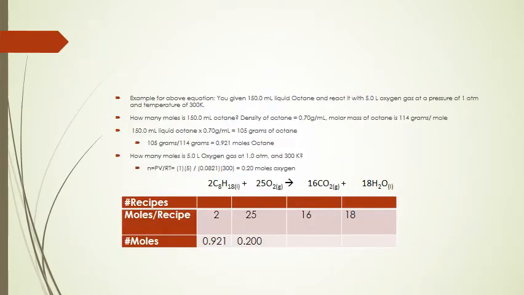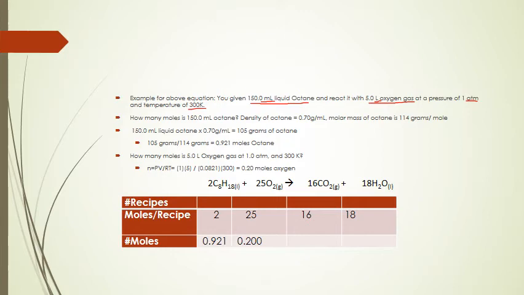Okay, so let's go back to the equation we just had up, the combustion of octane. Let's say we have 150 mL of octane, and we react it with 5 liters of oxygen at pressure 1 atmosphere, 300 K. First thing we have to do is figure out how many moles. Here's your equation, but it's not in moles, it's milliliters and liters. The octane is a liquid, so you're going to use density and molar mass. The oxygen is a gas, so you're going to use PV equals nRT.